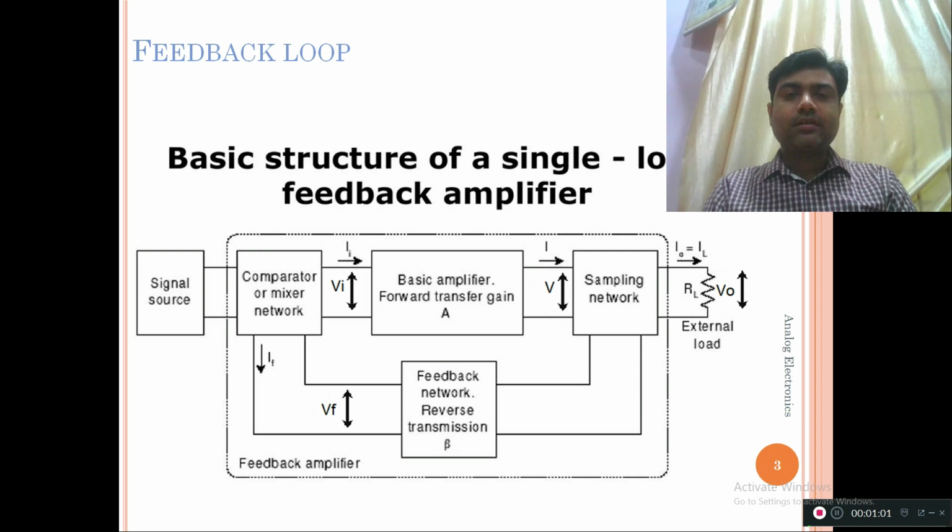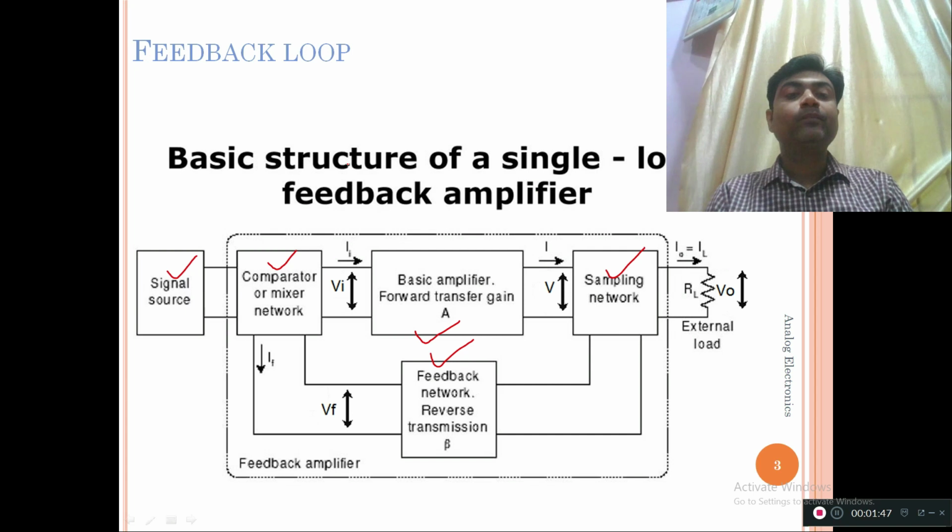So to begin with, this is the basic structure of a single loop feedback amplifier. We have already seen that this is the basic amplifier, which is the open loop amplifier, you can say, because if you only consider this particular block, A is nothing but whatever output we are getting here and whatever input is provided here. So output upon input provides the gain of this particular amplifier. But since we have applied some other components like signal source, this is the comparator, then the sampling network, then the feedback network, this whole circuit is now a closed loop circuit. So this is the example of a single loop feedback amplifier. Why is it called a single loop feedback amplifier? Because only one loop is involved.